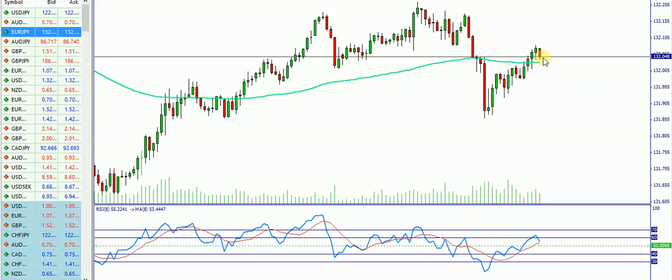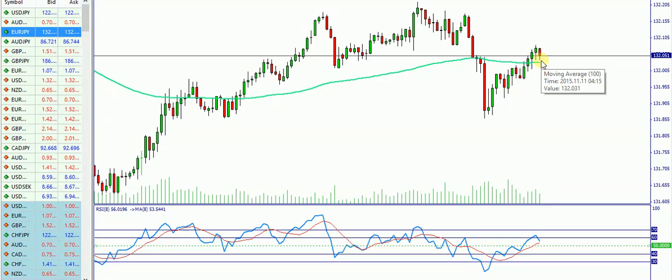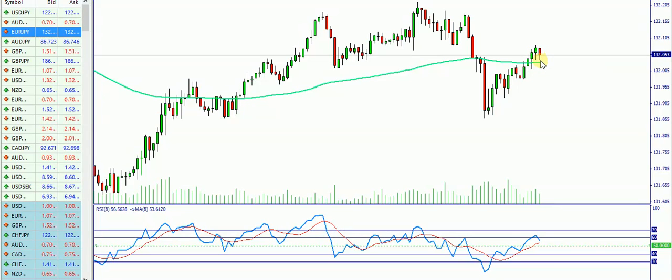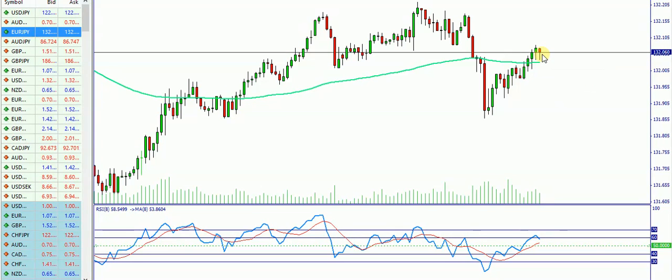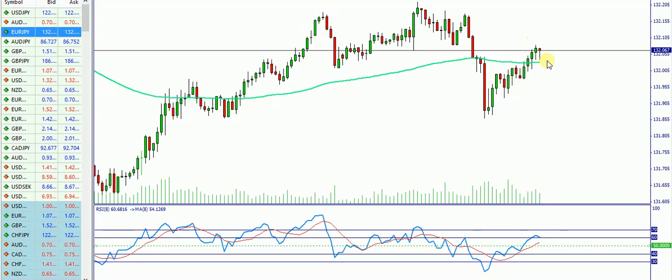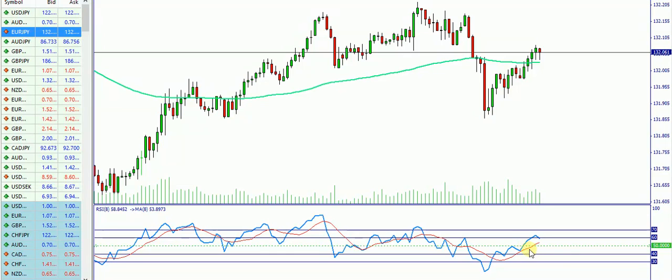So it is most probable that the price will try to retrace a little bit, and then it will bounce back off, as it is trying to do now, bouncing back off the 100 exponential moving average, and it will continue along. So this is an example of when to avoid the signals being shown here by the RSI.